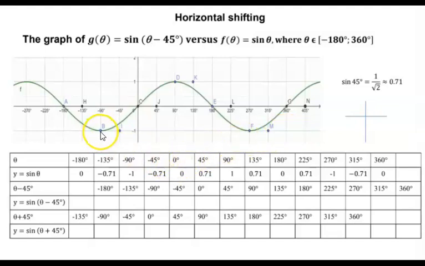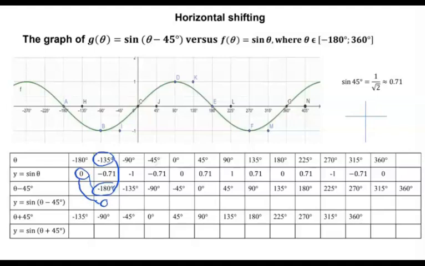If I, for instance, start here at 135 degrees, so this is my theta value, and I now subtract 45 degrees, then I will get 180 degrees. But at 180 degrees, I have a value of 0, so that value must go in here. I'm going to leave some space in between the values so that it's not as cluttered.